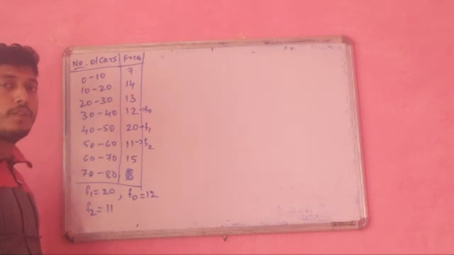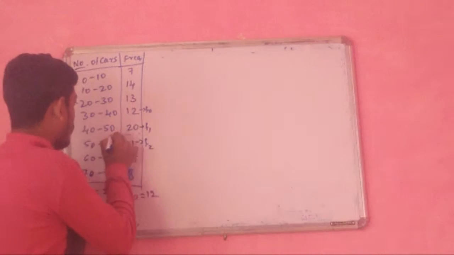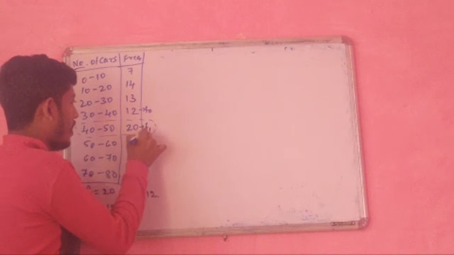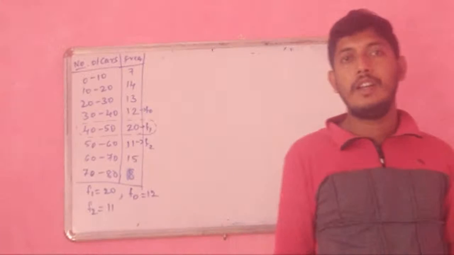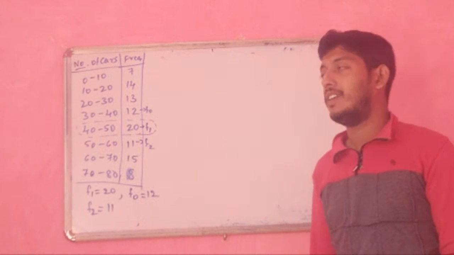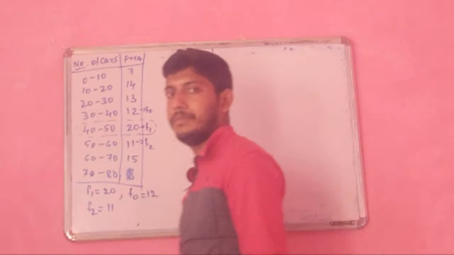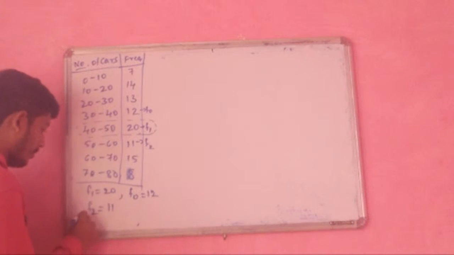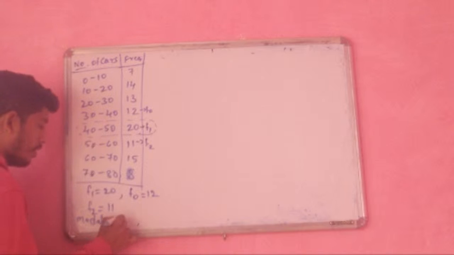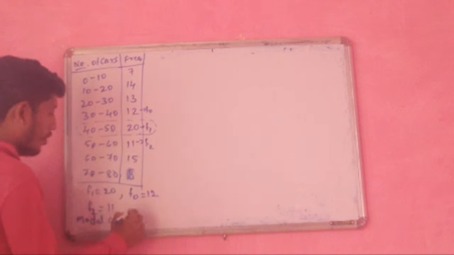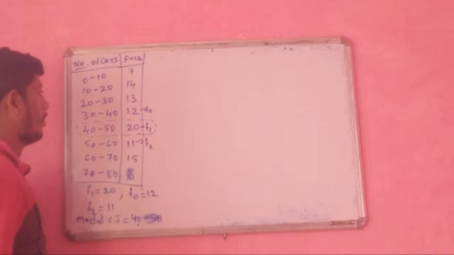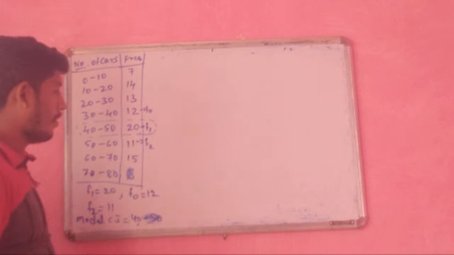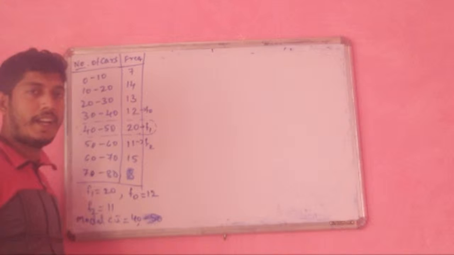Now we have to find out the modal class interval. The class interval which contains the maximum frequency, that class interval we call the modal class interval. So the modal class interval is 40 to 50. Now we have to find out the value of L and H.